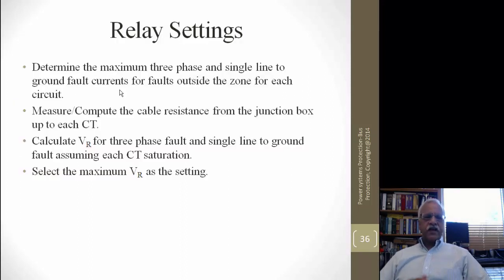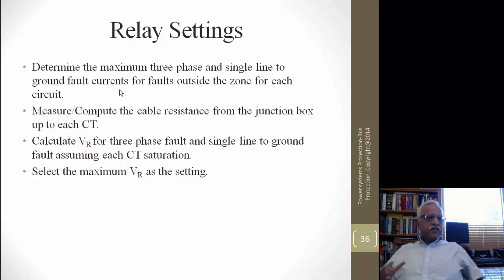How do we set this relay? Determine the maximum three-phase and single-line to ground fault currents for faults outside the zone for each of these circuits, as I mentioned earlier, and then measure and compute the cable resistance from the junction box up to the CT, and calculate the voltage VR for three-phase fault and single-line to ground fault.